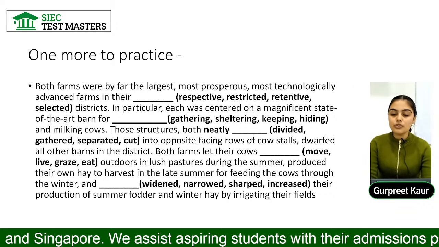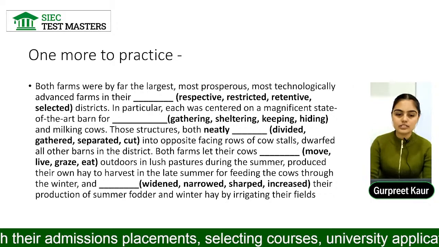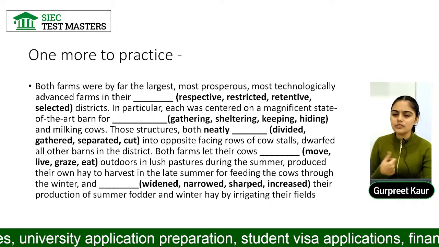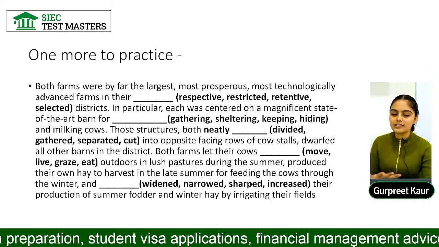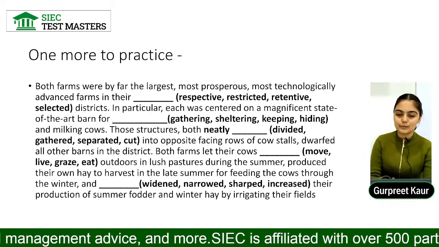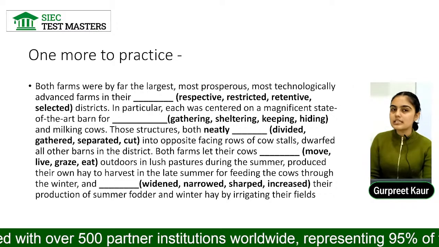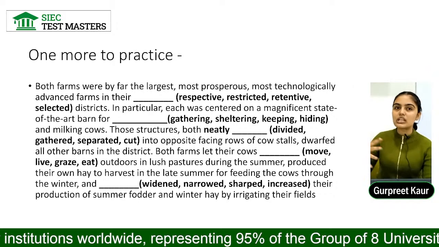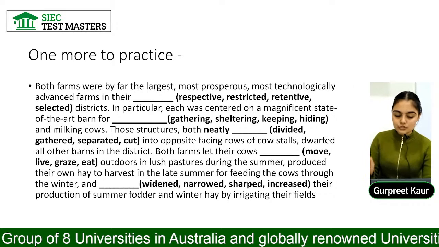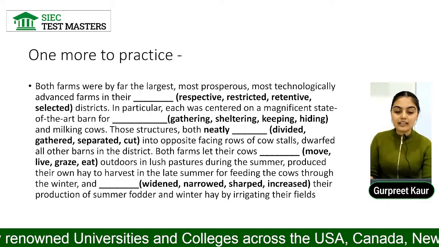Then, in particular, each was centered on a magnificent state-of-the-art barn. What is the barn? Barn is particularly term for yard or something. For dash ing. Now everything has ing, so gathering can be option, sheltering can be option, keeping can be option, hiding can be option. Dash and milking cows. Now, milking cows. Cows are milked in this barn. Along with milking are those gathered. Milking and gathering doesn't seem a correct option for me. Why? Because gathering is bringing someone from place to place and gathering at one place. Gathering just for the purpose of milking doesn't make complete sense to me. So sheltering. Those are sheltered in this particular sort of barn for sheltering and milking the cows.